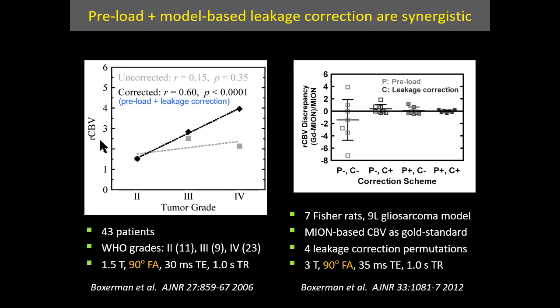And so CBV made using preload as well as leakage correction correlates strongly with tumor grade, which is expected, whereas uncorrected CBV does not. And in a rat gliosarcoma model, increasing permutations of preload plus post-processing leakage correction yield CBV values that converge to a MION intravascular contrast agent gold standard with less bias.